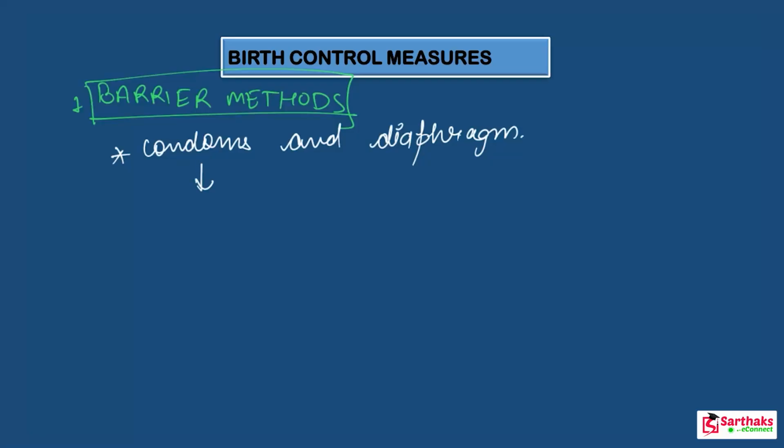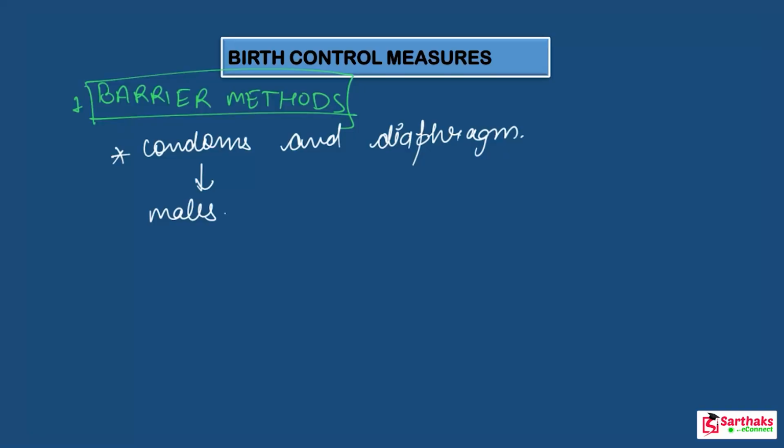Condoms are mainly used by males, as a covering on the penis. Because, as you all know, the penis in males is responsible for the release of semen into the vagina of the female. So if the penis is covered with a condom, then it cannot release the semen directly into the vagina. Okay, clear?